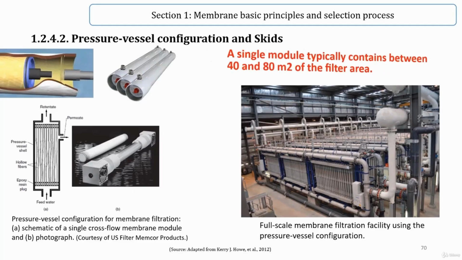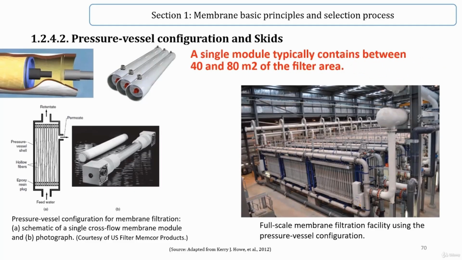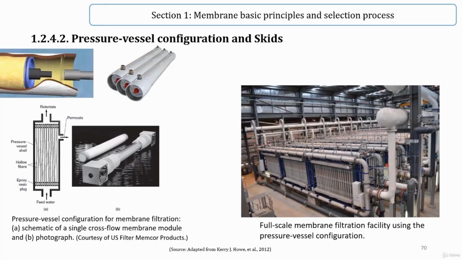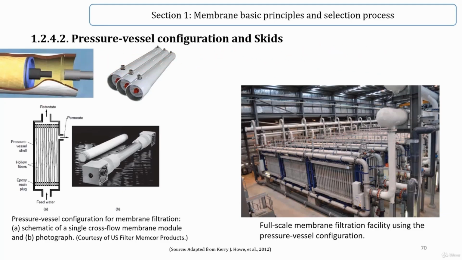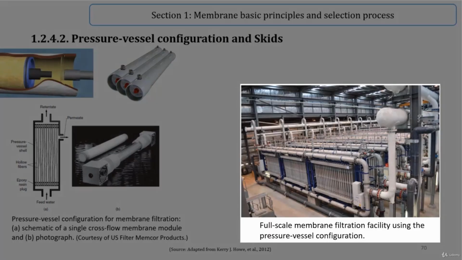A single module typically contains between 40 to 80 square meters of the filter area. Skids contain between 2 and 100 modules depending on the capacity requirements. Skids and modules in a full-scale production membrane filtration system are shown in the right figure. The skid is the basic production unit and all modules within one skid are operated in parallel simultaneously and can be isolated as a group for testing, cleaning, and repair.